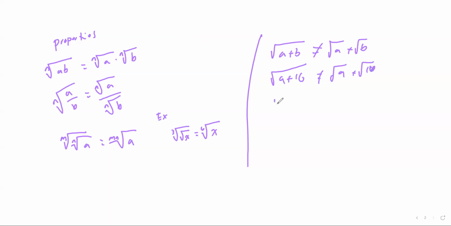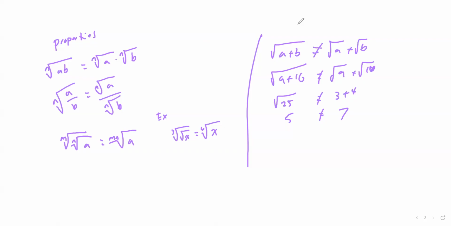6, sorry. This will give you 25, which is 5. This is 3 plus 4, which is 7. So this does not work. So don't get tripped up on addition and subtraction. It's only properties for multiplication and division.